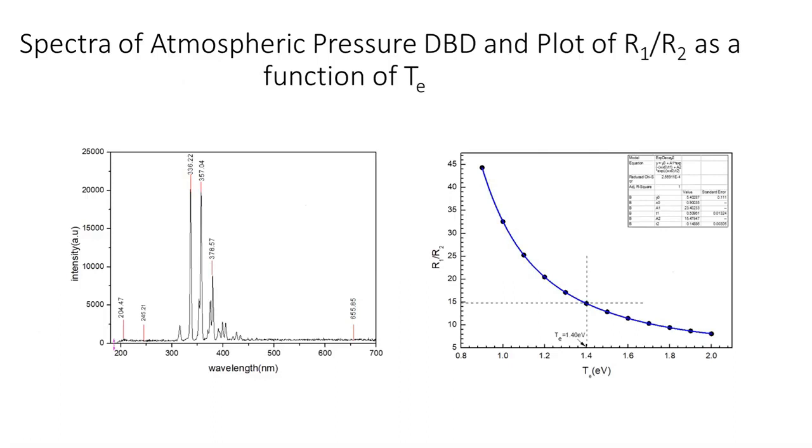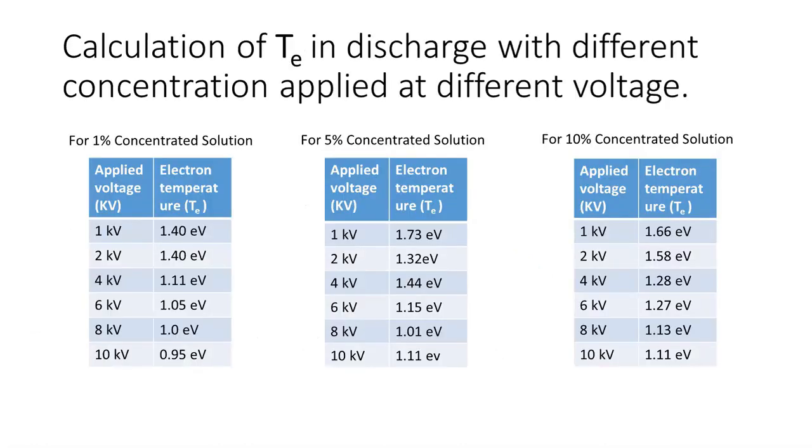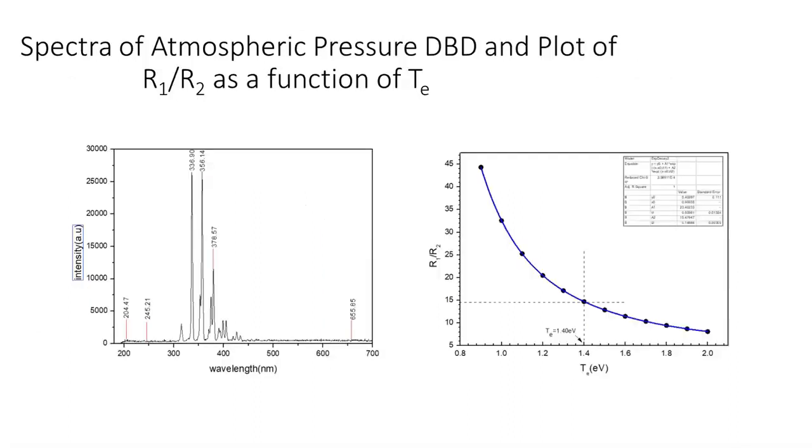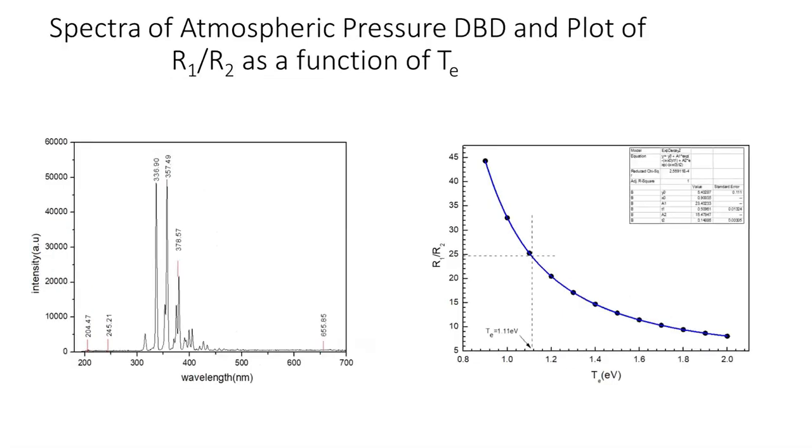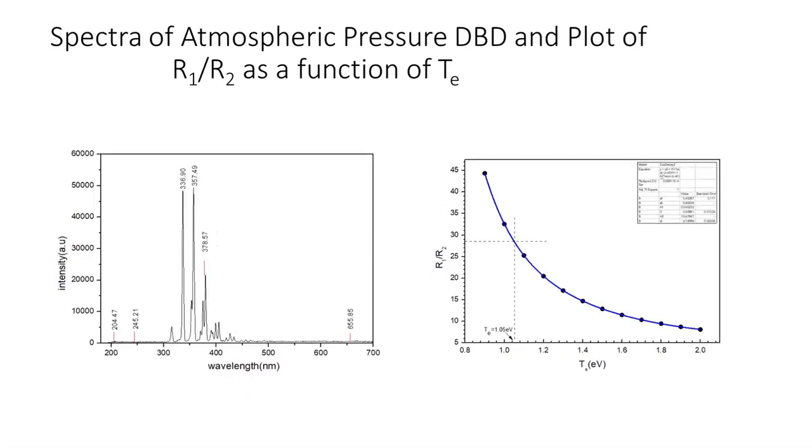And the next graph shows the intensity ratio as a function of electron temperature. Here are the corresponding values of electron temperatures for 1%, 5%, and 10% concentrated solutions we got from the experimental process. And these are the spectra of atmospheric pressure DBD, and the plot of intensity ratio as a function of electron temperature for all the concentrated solutions applied at different voltage.